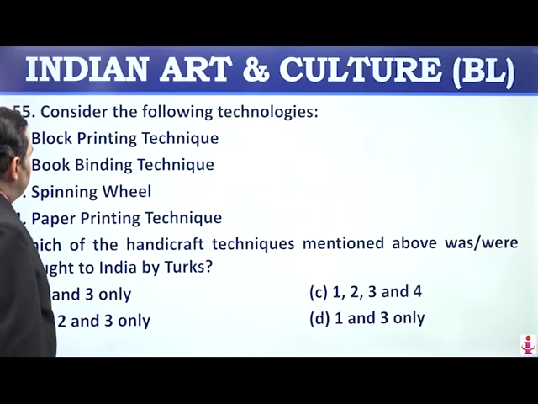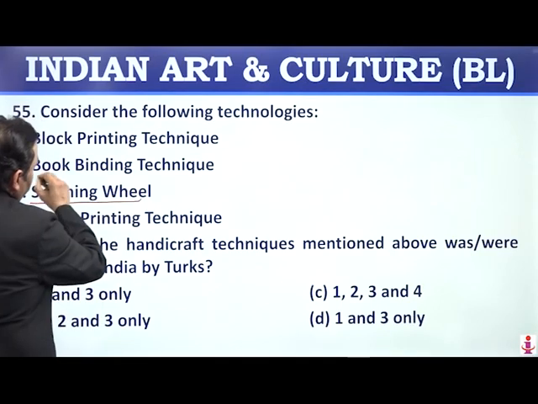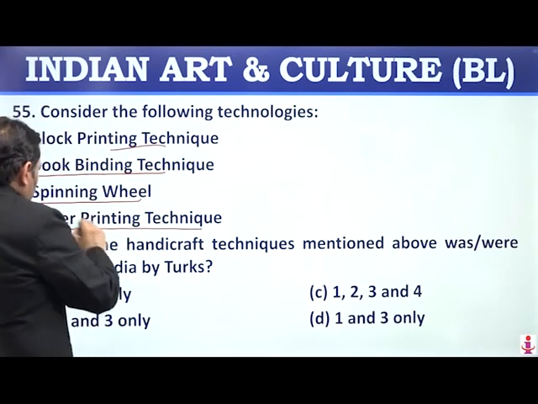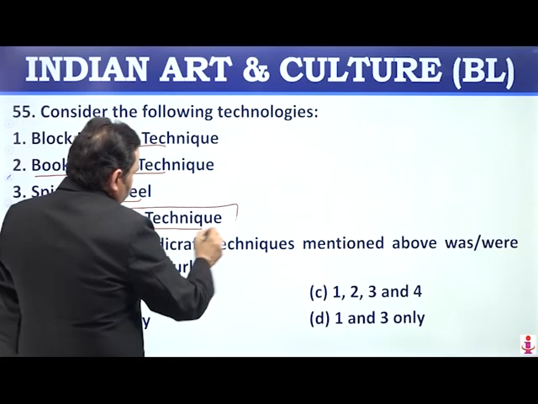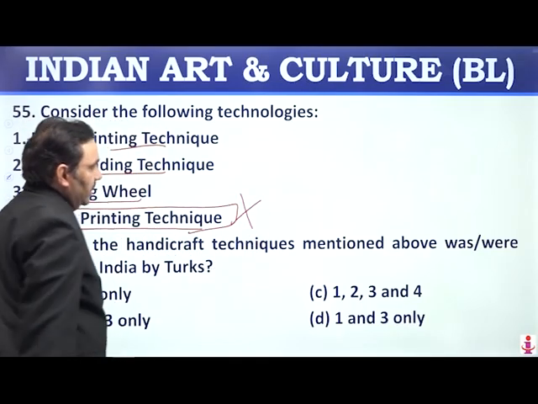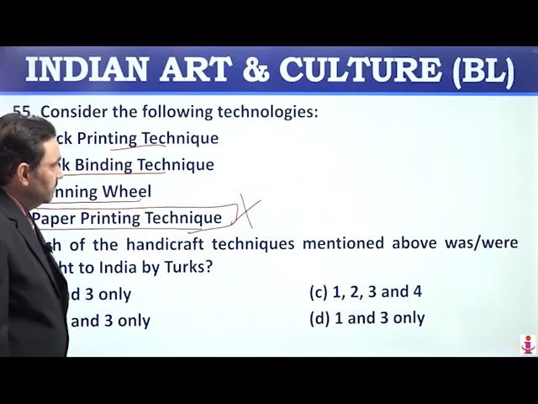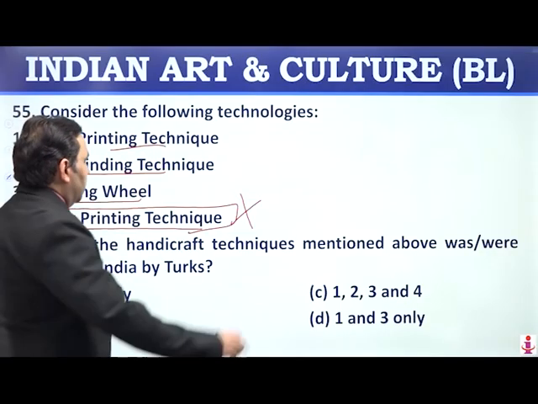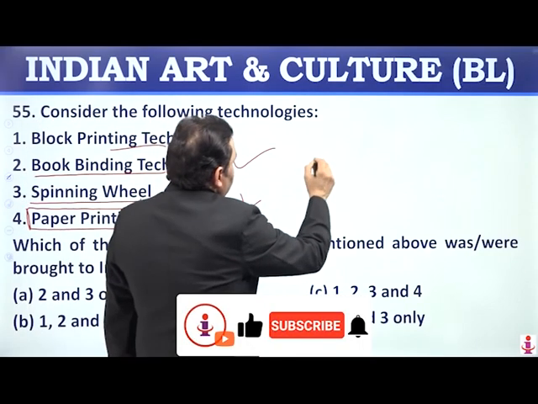55. Consider following techniques: block printing technique, book binding technique, spinning wheel. Which of these techniques were brought to India by Turks? Turks did not bring paper printing technique. Printing machine was brought to India by Portuguese in 16th century. Turks brought block printing, book binding, spinning wheel. They brought Persian wheel known as sakia.